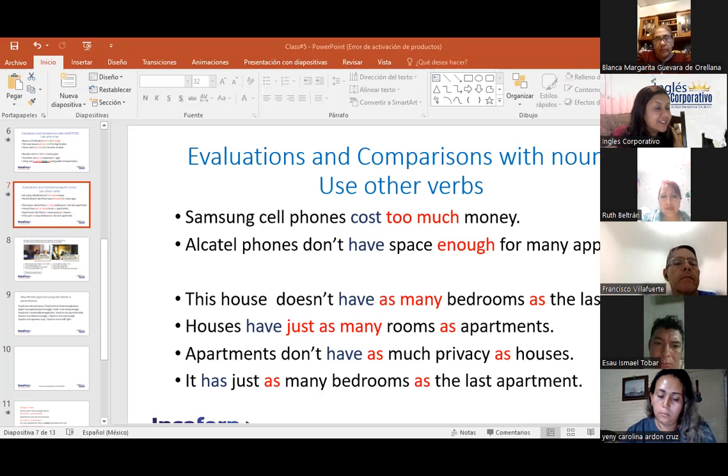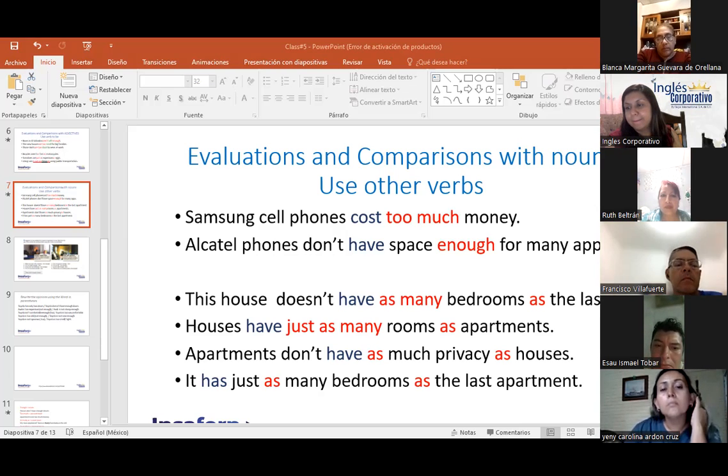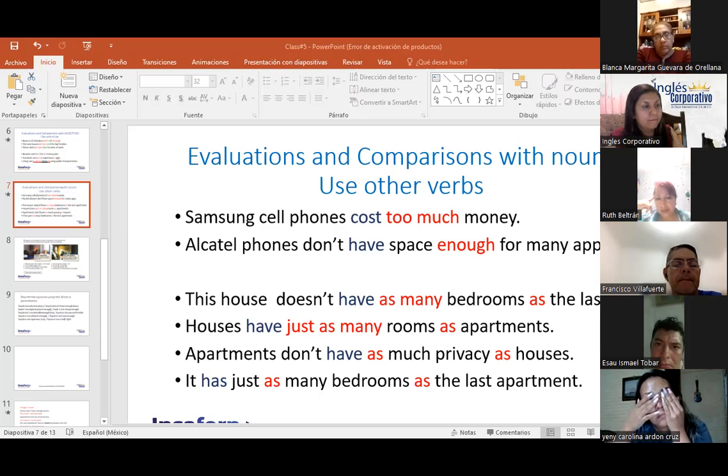The Nike brand is as good as the Puma brand. Okay, Sara, the Nike brand is as good as the Puma brand. El Salvador is as beautiful as another country. And in negative, I will write, El Salvador is not as big as Mexico. Right? Mexico is bigger. El Salvador is not as big as Mexico.